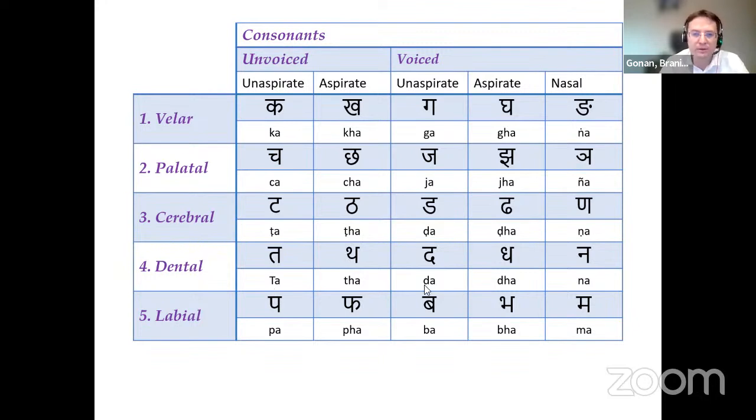Right? This is very simple. But please do not forget to pronounce these mahapranas. Tha, dha, right? And then labial or bilabial, should I say, pa, pha, ba, bha, ma. So both lips are helping to form those sounds, right? So these are those 5 main groups of consonants, okay?